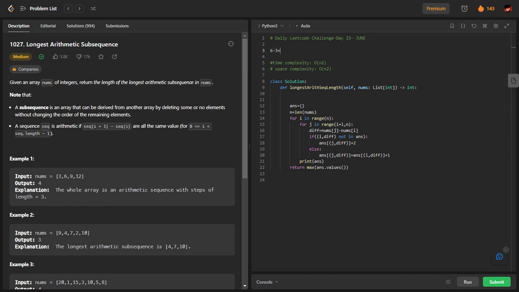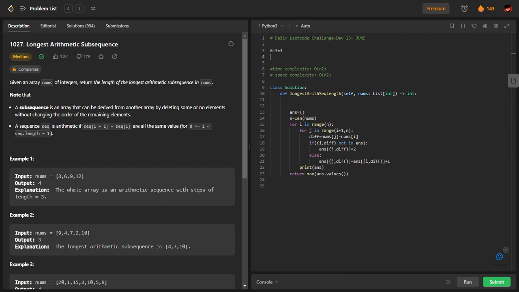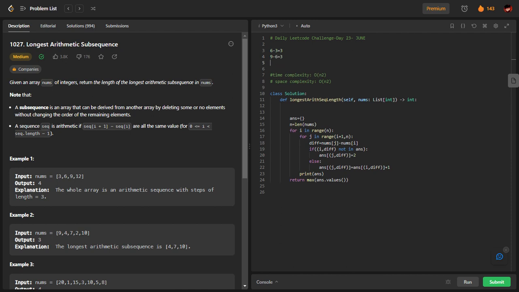What is 6 minus 3? It's 3. Then what is 9 minus 6? I'm just subtracting each element from its previous element. It's again 3. Now subtract 12 minus 9. What are you going to get? You are again going to get 3. Which tells me that this is a part of an arithmetic progression. But remember, we are not talking about progression here, we are talking about subsequence here.